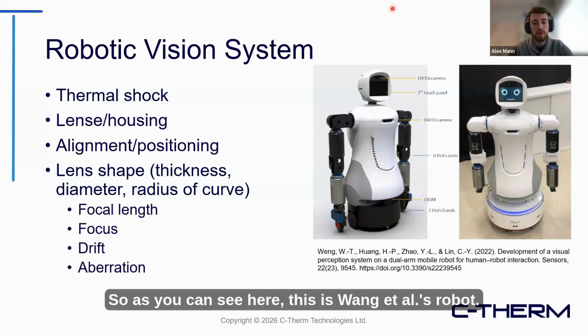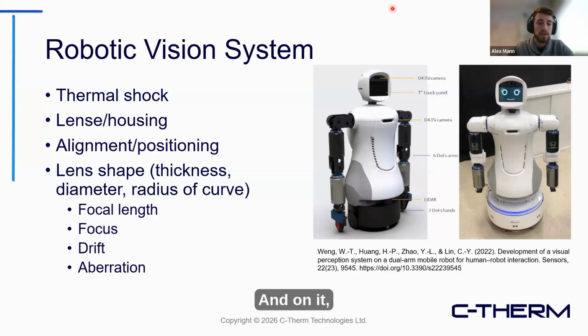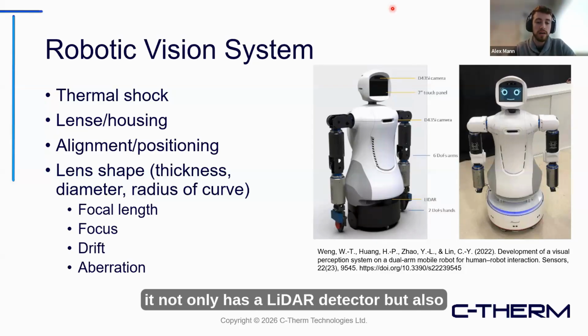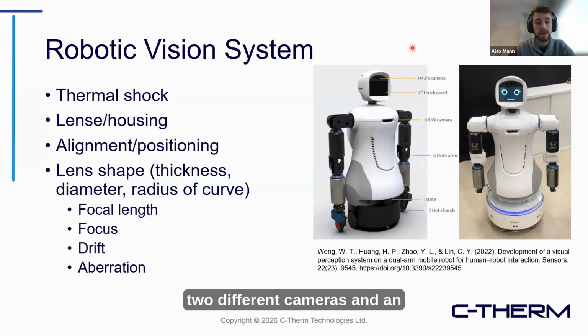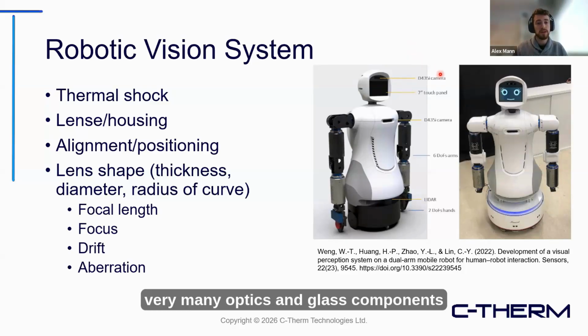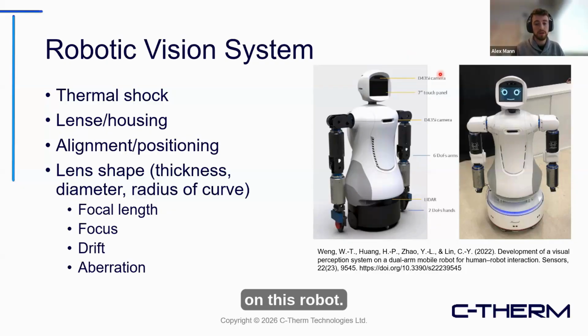So as you can see here, this is Wang et al.'s robot. And on it, it not only has a LiDAR detector, but also two different cameras and an interaction LED touch panel. So there are very many optics and glass components on this robot.